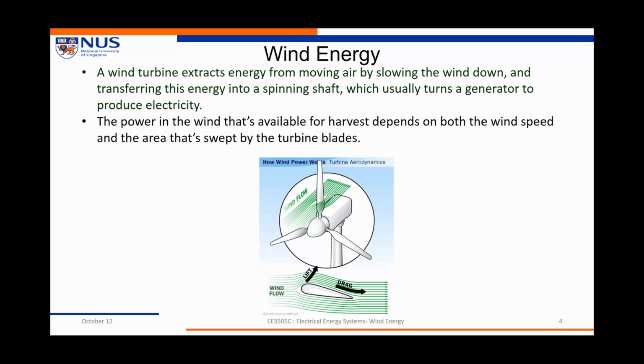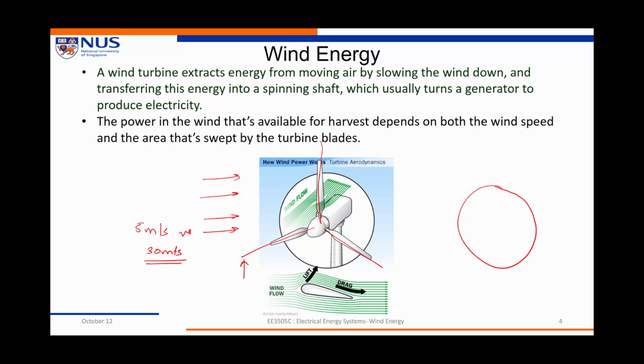The power in the wind that's available for harvest depends on both the wind speed and the area that's swept by the turbine blades. For example, if the wind is quite fast, let's say 30 meters per second, which would produce more energy? The 30 meters per second wind. And if I have a larger diameter, a much larger wind turbine, this turbine would produce much larger energy compared to the smaller turbine here.